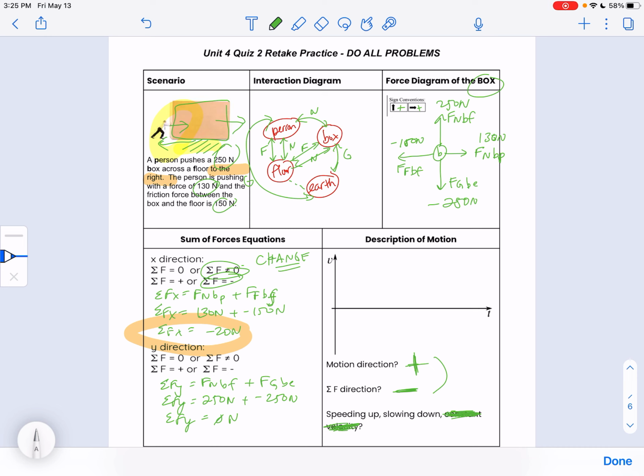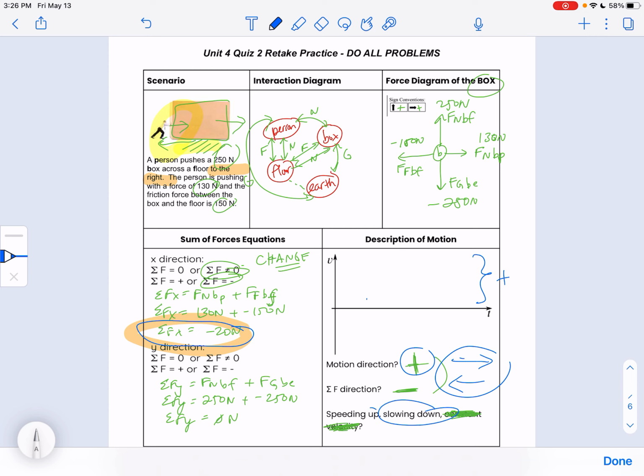Okay, and these clearly are not the same left and right, so there's going to be some kind of change. Okay, so since the box is moving in a positive direction, that means the graph's going to be above the line. Okay, and if it's trying to move to the right but getting pushed to the left, because the extra force is to the left, the friction's winning, that's opposite, so that's going to make it slow down.